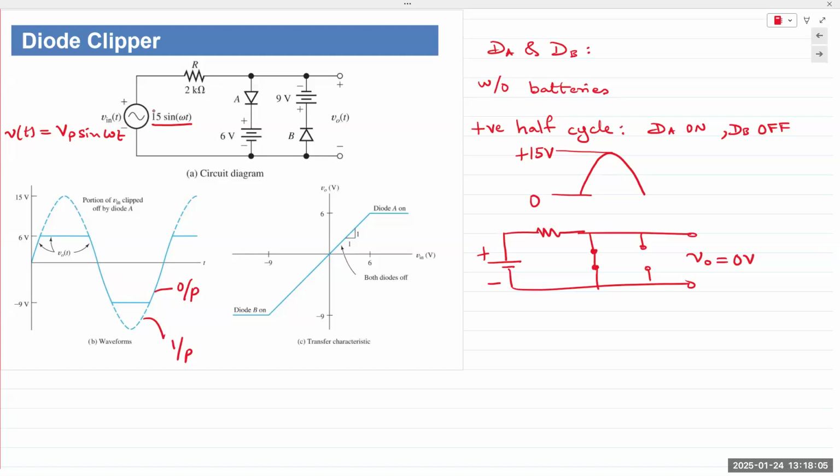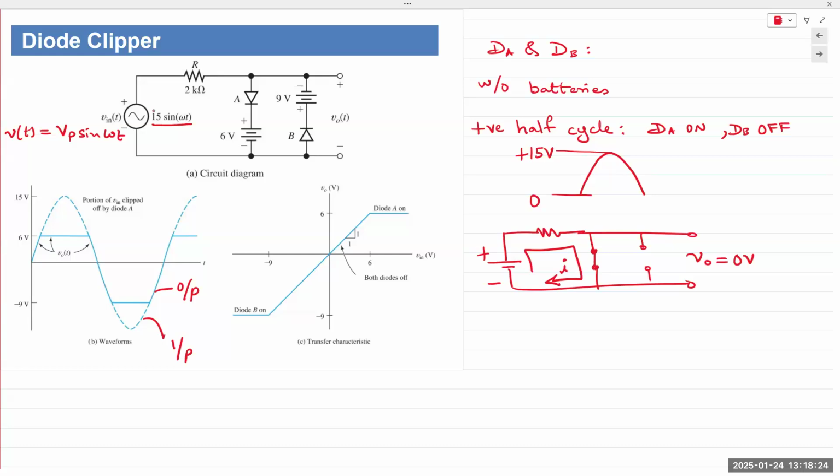Also, since this is off, it is inconsequential in the positive half cycle. DB does not matter because it's off. Right? Current simply flows in this direction. There's a path to flow through.